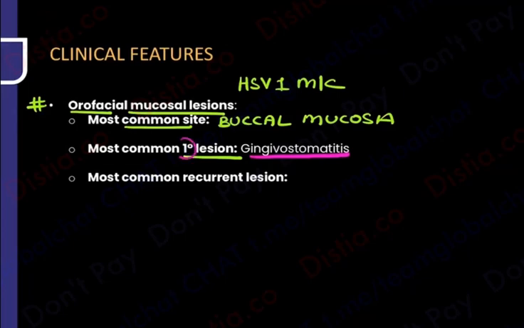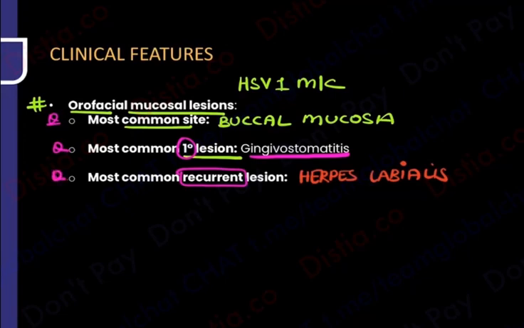Primary lesion. If a lesion is happening the first time, it is gingivostomatitis. But if they say which is the most common recurrent lesion, that is going to be herpes labialis. That is known as herpes labialis. So please note these three questions. Question number 1, most common site: buccal mucosa. What will it be the first time? Gingivostomatitis. If it happens multiple, repeated times, then it's going to be herpes labialis. So orofacial lesions are done.